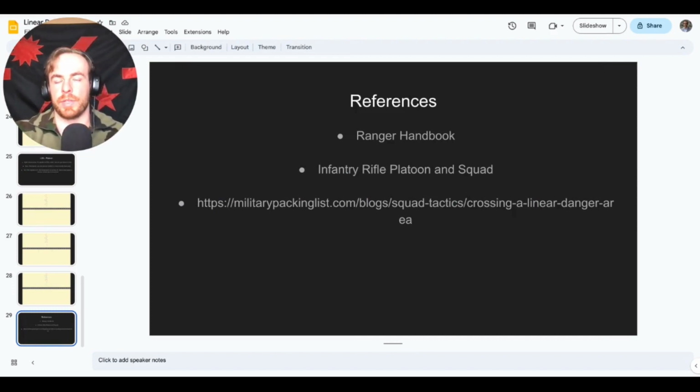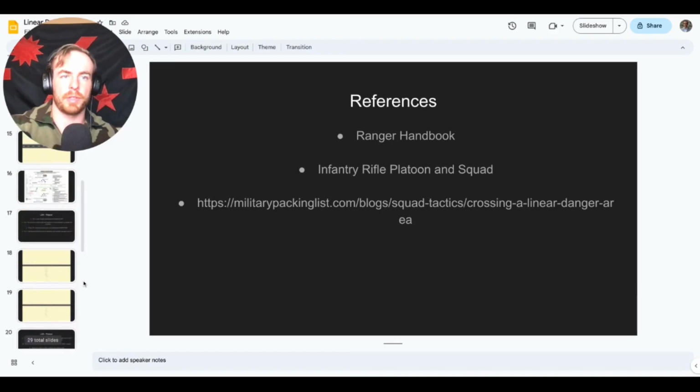So this is all information from the Ranger Handbook and Infantry Rifle Platoon and Squad, which is FM 7-8. Phenomenal book to pick up as well, a great reference material. And then this link, which I will post, obviously I'm going to post a slide deck in the description below. This really dives into step by step how you do this in Darby phase. This is the exact steps that the RI wants to see you take.